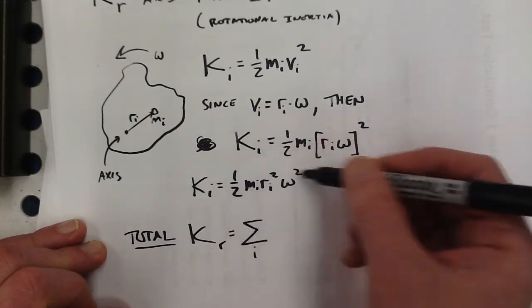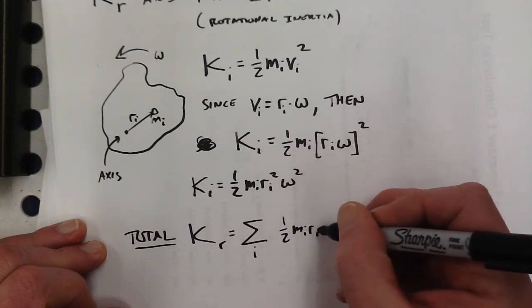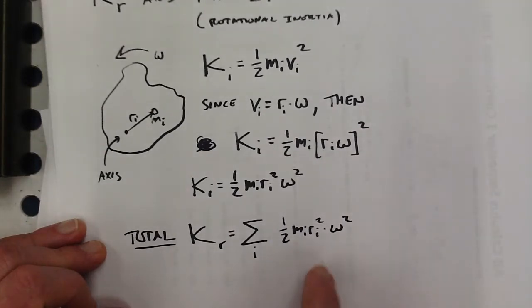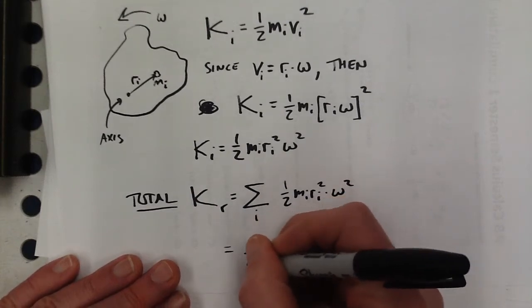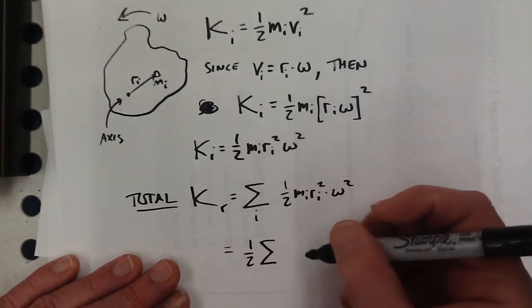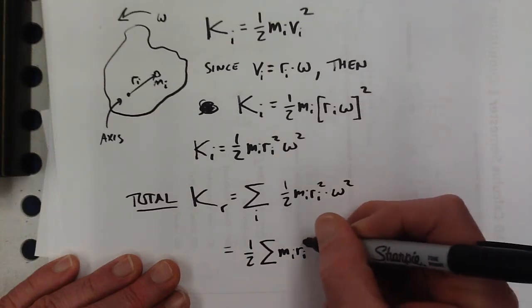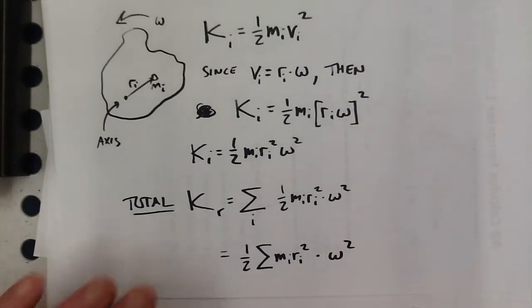So the sum of this expression here, of the 1/2 m sub I r sub I squared times omega squared. But notice that the 1/2, of course, is a constant, and the omega is the same for all of them. So those things don't have to be inside the summation. They can be factored out. So 1/2 the sum of all of the m r squareds for all the different bits, times omega squared.